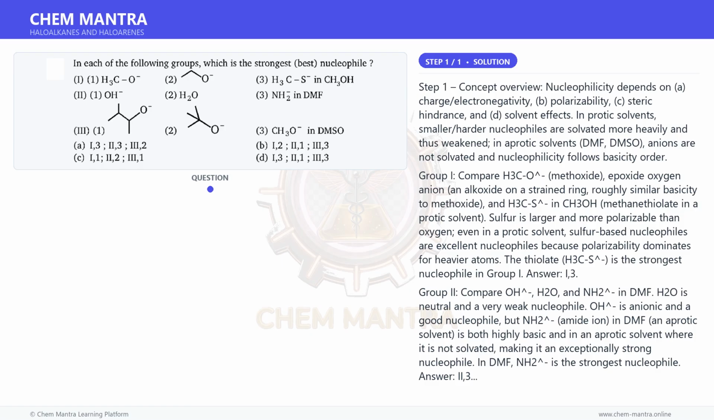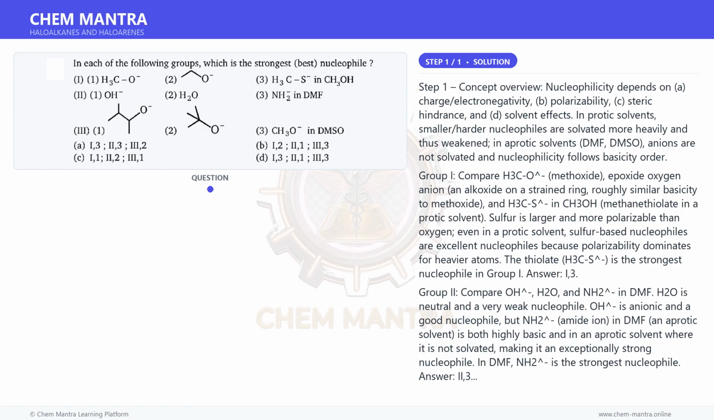Group 3. Compare the secondary alkoxide, the 2-methylpropan-2-ol-derived tert-butoxide, very bulky, a poor nucleophile but strong base, and CH3O- in DMSO. Tert-butoxide is highly hindered and prefers E2 over SN2. The secondary alkoxide is also hindered. CH3O- in DMSO, methoxide in an aprotic solvent, is unsolvated, making it an excellent nucleophile: small, negatively charged, and not solvated. This is the strongest nucleophile in group 3.